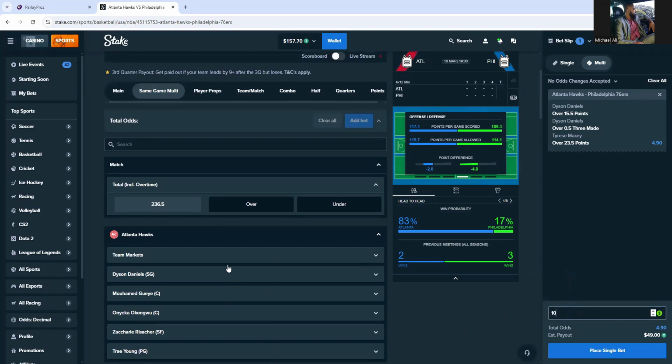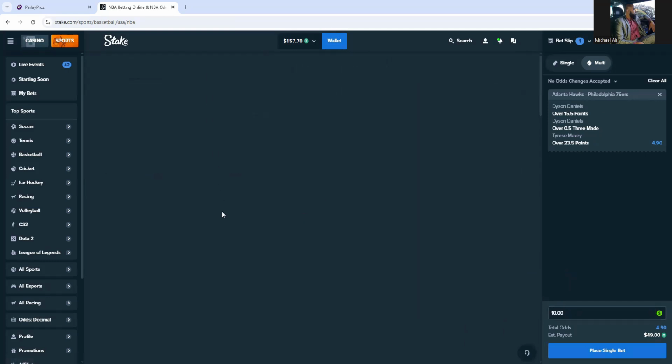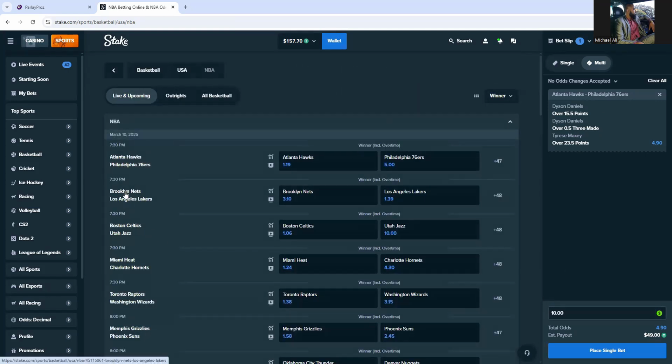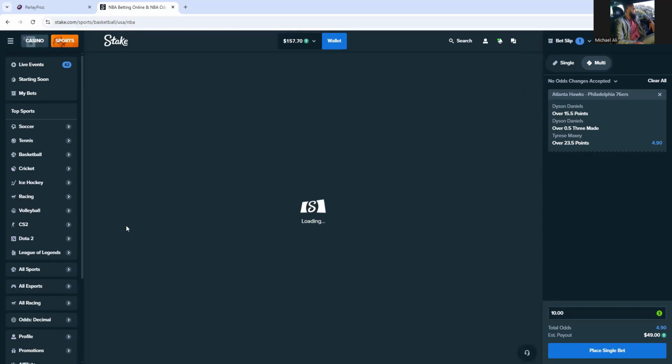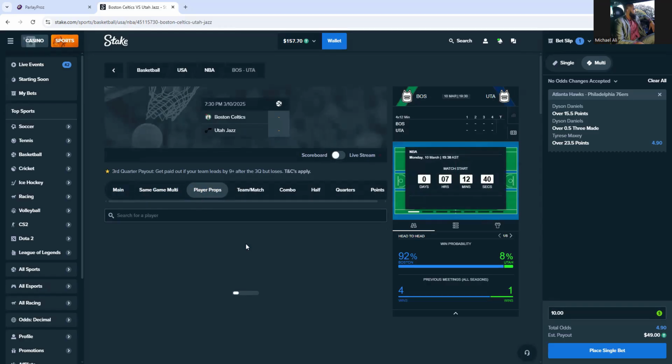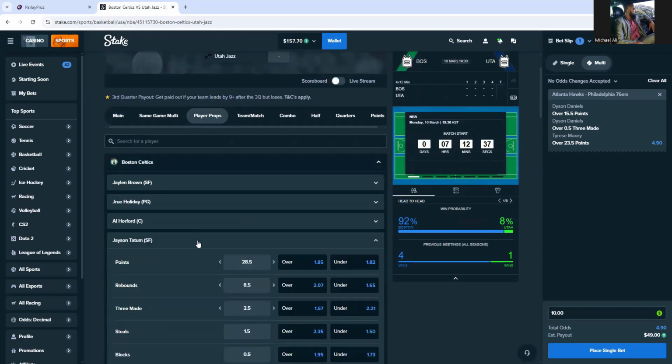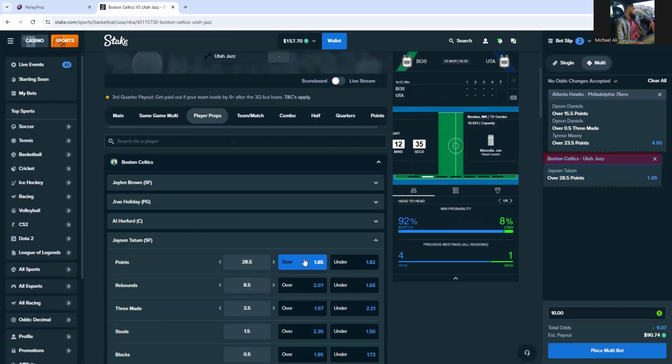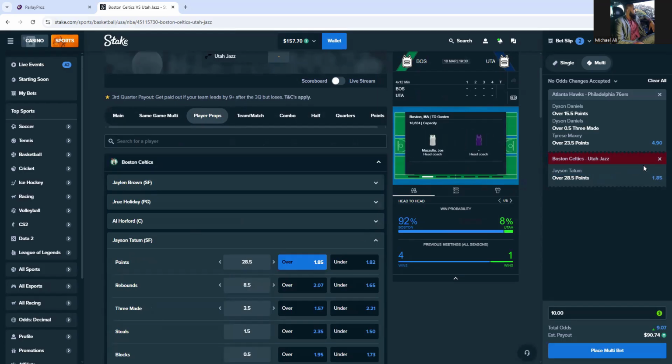But what if you want to do another game? All right, you want to do another game with multiple players. So you want to go to Boston Celtics, right? You go to same game multi, because player props cannot combine with same game multi. They're not going to allow that, right?